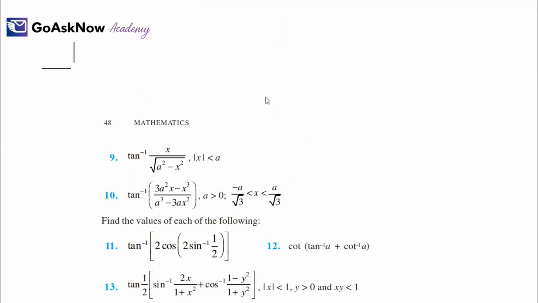Here the 10th question is saying tan inverse of (3a square x minus x cube) upon (a cube minus 3a x square). Let's do this question. Let's assume y equals tan inverse of (3a square x minus x cube) upon (a cube minus 3a x square). Now you have to simplify this function.